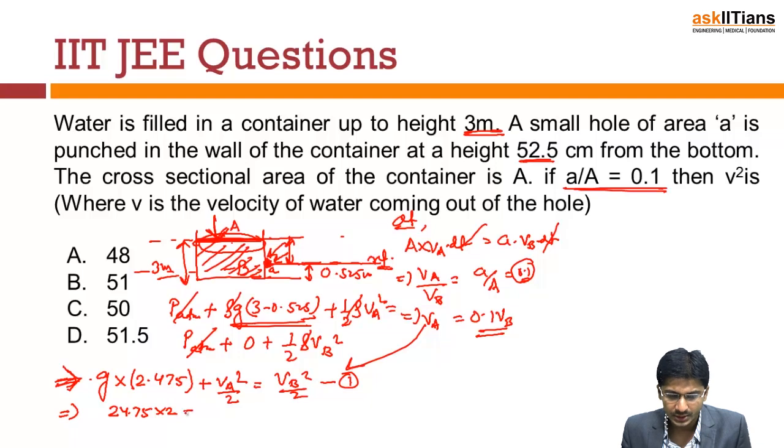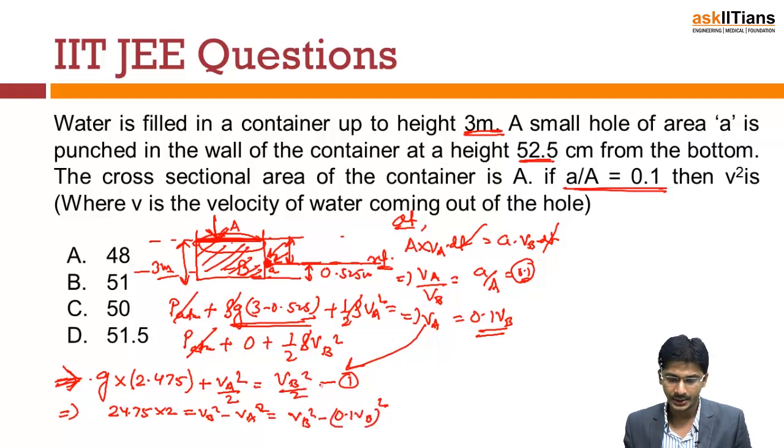What we get is 24.75 into 2 is VB square minus VA square, right? We bring this 2 on this side. What we have here is VB square, this is 0 into 2.475 plus VA square by 2 is equal to VB square. So this is VB square minus VA square. What we get is minus 0.1 VB square when I put the value for VA. Solving this equation, we'll have 24.75 into 2 is equal to VB square minus 0.1 VB square.